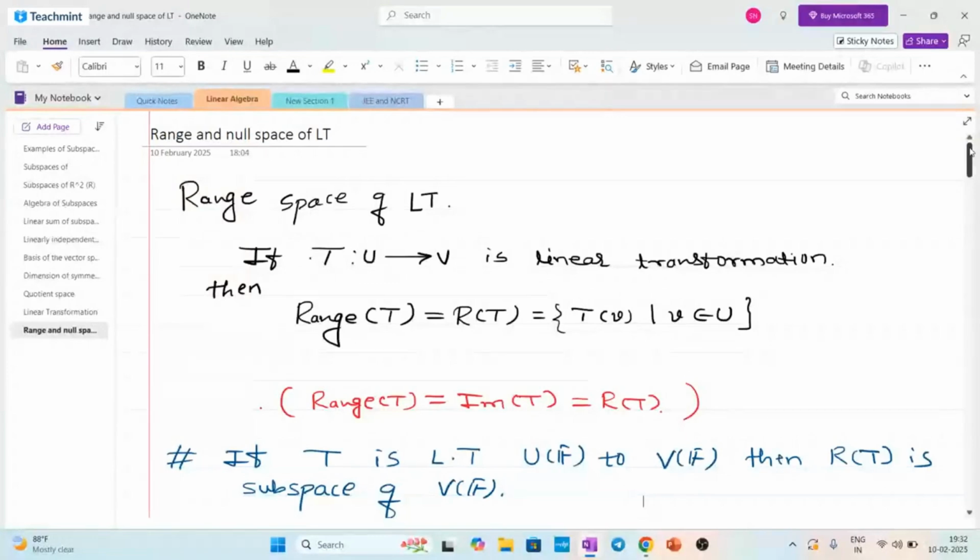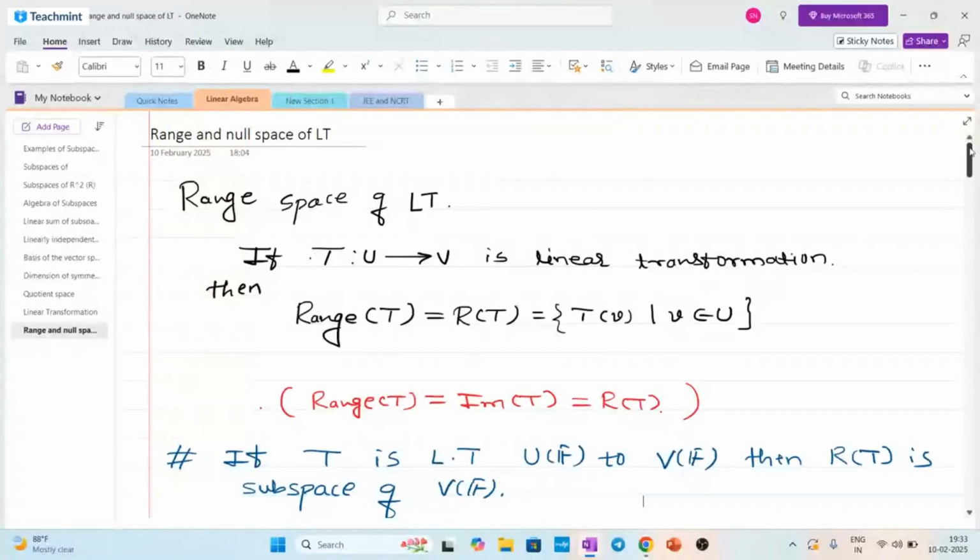We will start the new point, the range and null space of linear transformation. It is the most important point because so many questions will be asked on this point, range and null space of the linear transformation. In the last lecture we discussed examples of linear transformations and the conditions required to define a linear transformation.